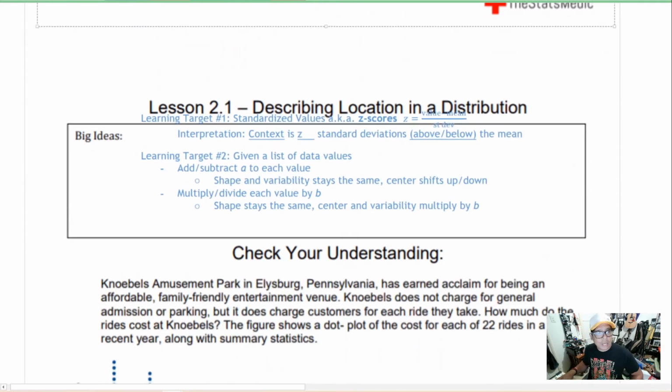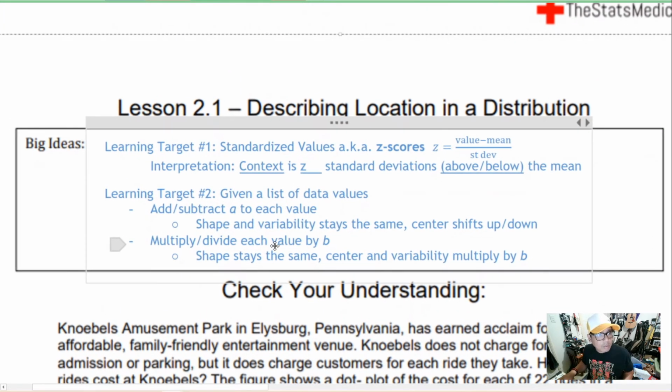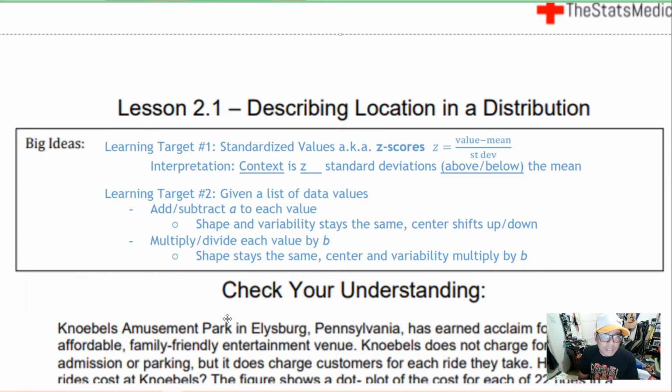And this should bring us down to our learning targets over here. Let me clean this up just a little bit for you. And then let's do a little bit of zooming. Learning target number 1, standardized values, that's also called the z-score. Like we learned, that is the value minus the mean over standard deviation.